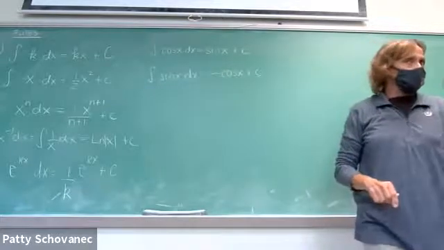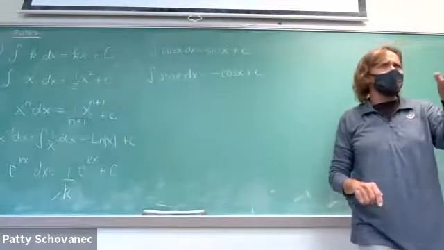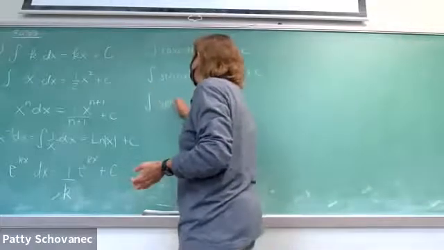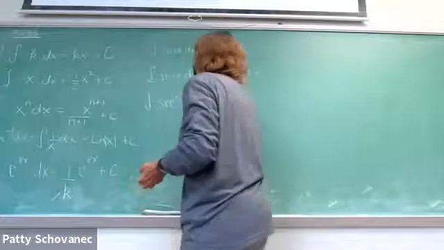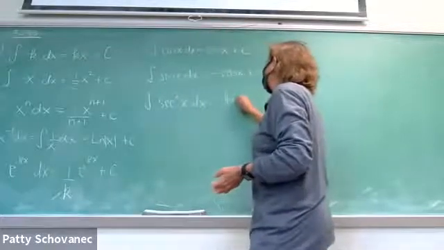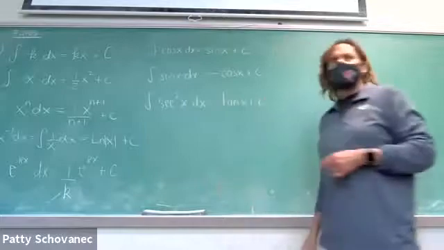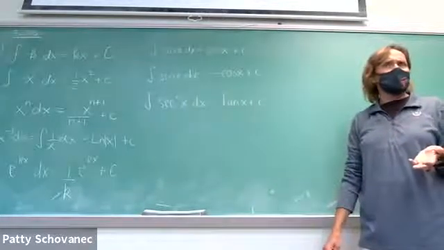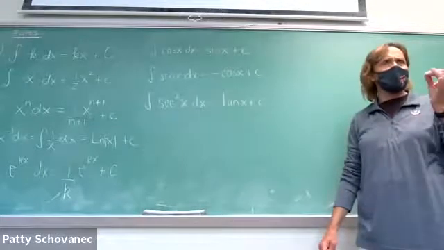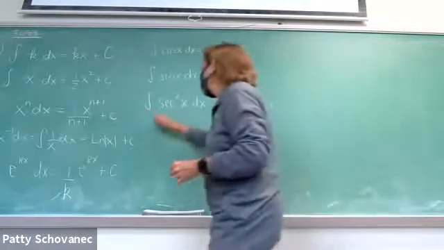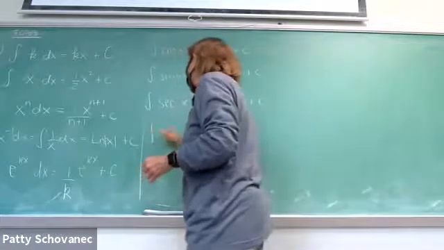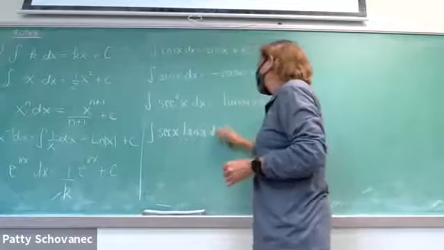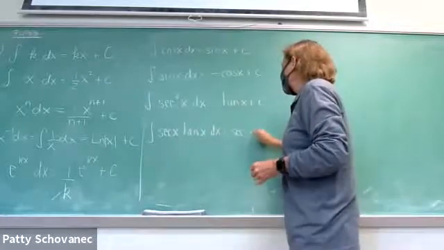Let's see, the derivative of tangent is secant squared. So if we find the antiderivative of secant squared, we should get a tangent. What's the derivative of secant? Secant x, tangent of x. So the antiderivative of that product gives us a secant of x.